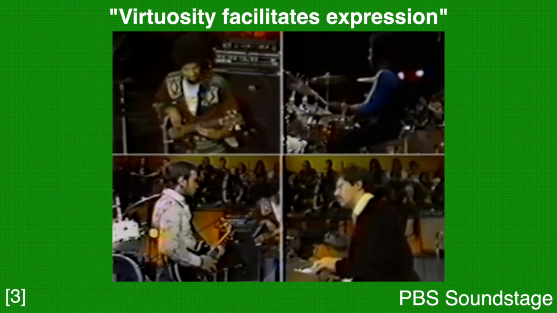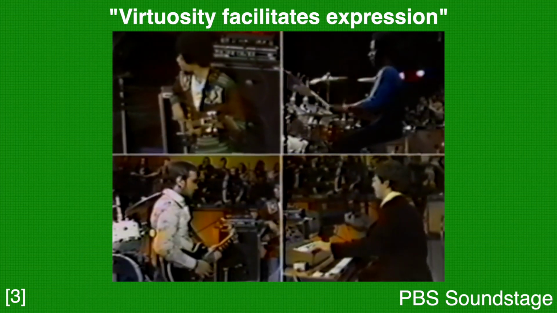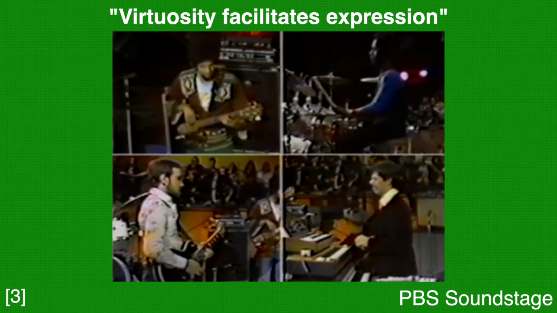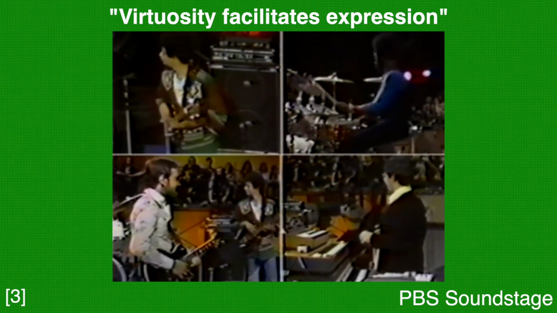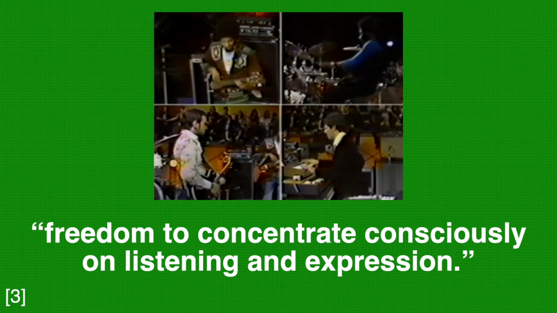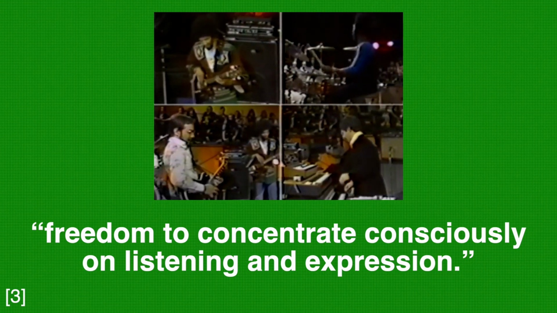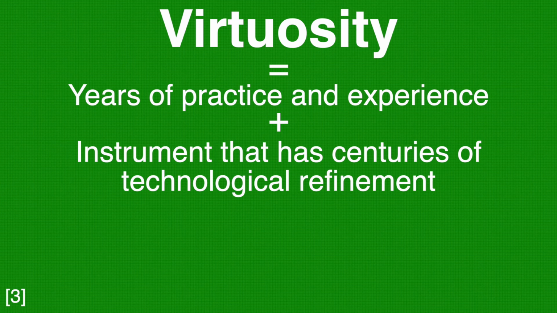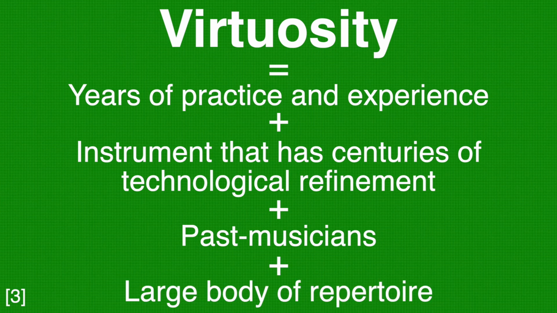For a professional improviser, on the other hand, all the basic functionality of the instrument and music theory are mostly at a subconscious level. Mastery over their instrument enables them to have the freedom to concentrate consciously on listening and expression. Virtuosity is the result of years and years of practice and experience of individual performers on an instrument that has centuries of technological refinement. Virtuosos are also built upon a foundation set by past musicians who developed their techniques from a large body of repertoire.